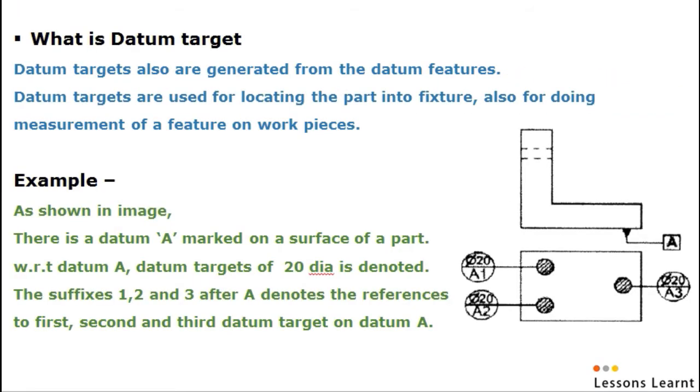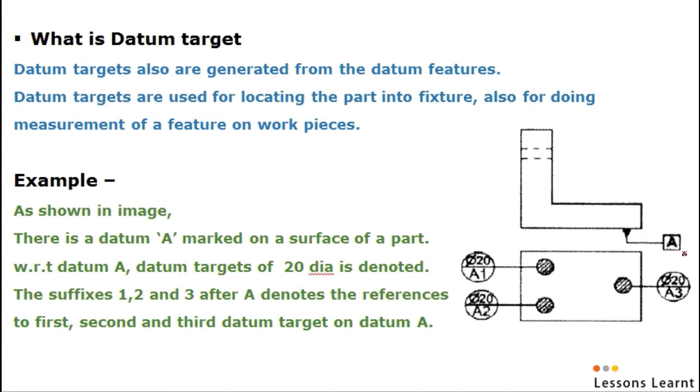Now what is datum target? Datum targets are also generated from datum feature. Datum targets are mostly used to locate the part into the fixture and to measure the dimensions of the part or the feature. Here in this image we can see this is the L block.